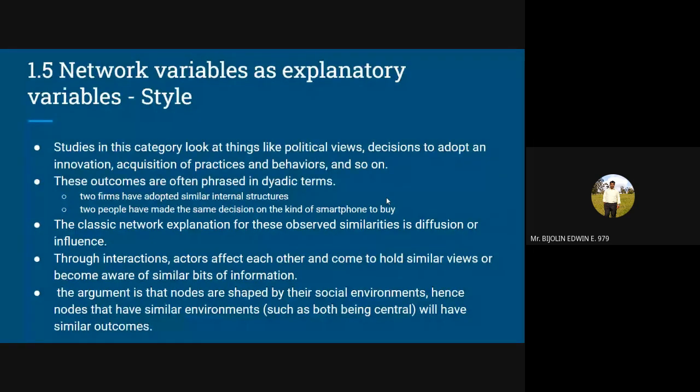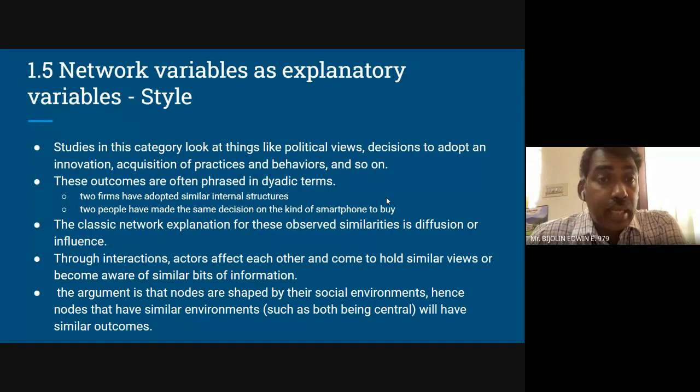So next, there can be a number of outcomes expected through this, either through dyadic forms, node forms, or network forms. Some outcomes are expected based on these parameters. In dyadic terms, two firms or two people may come out with the same decision on an application, like which smartphone to buy. This is one example that is being given.